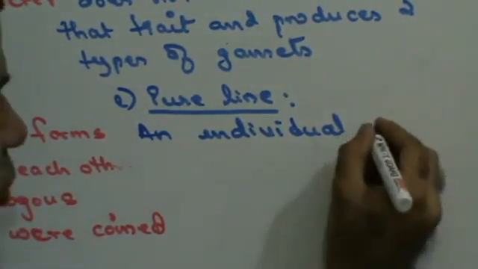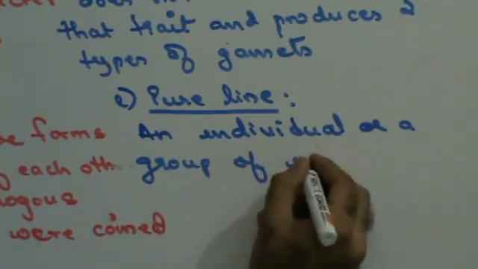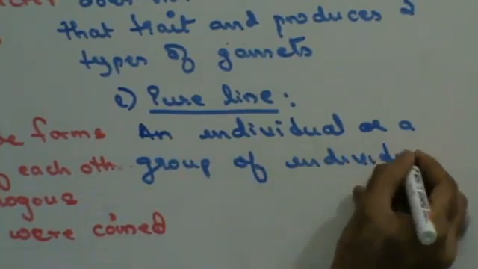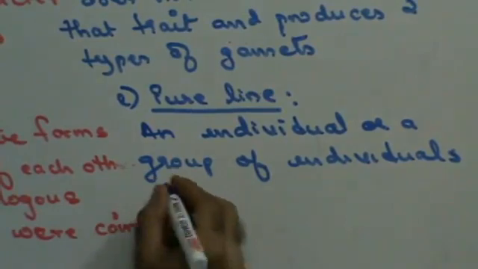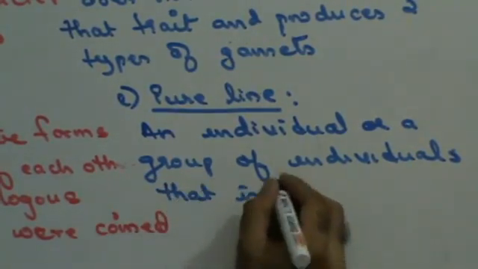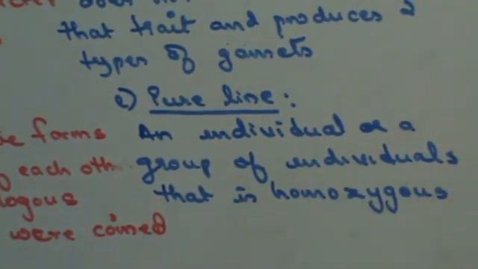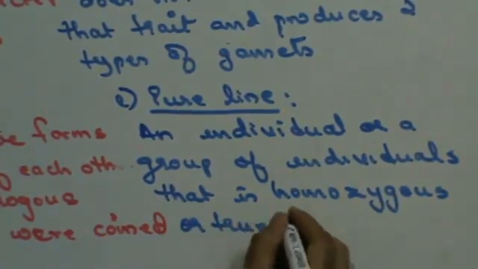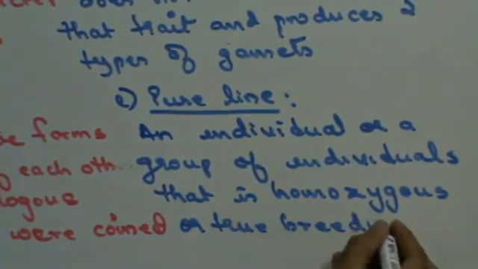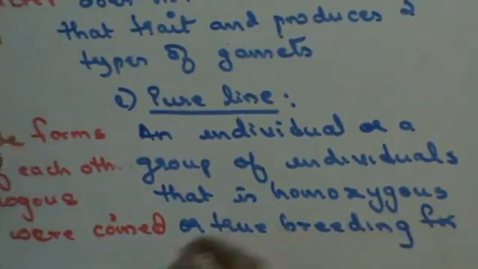An individual or a group of individuals that is homozygous or true breeding for one or more traits.